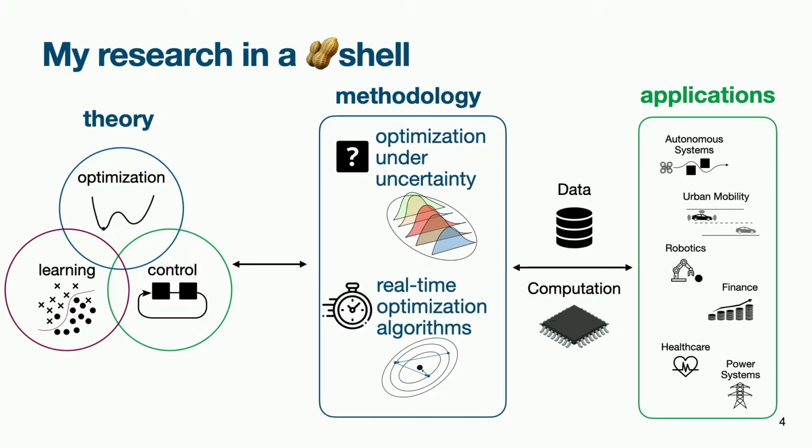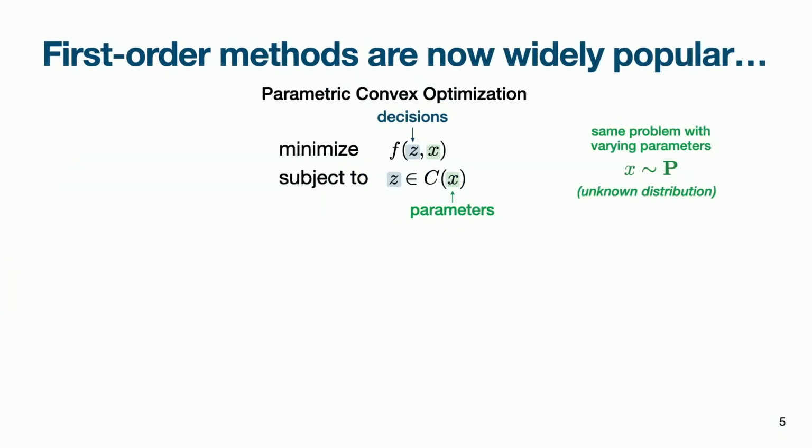So the goal of this talk is to dive more into this part, which is building optimization algorithms that are guaranteed to return solutions in real time and to return solutions that are of high quality. The algorithms that I like to focus on are first-order methods. And the problems that we solve in these applications are, I focus a lot on parametric convex optimization problems.